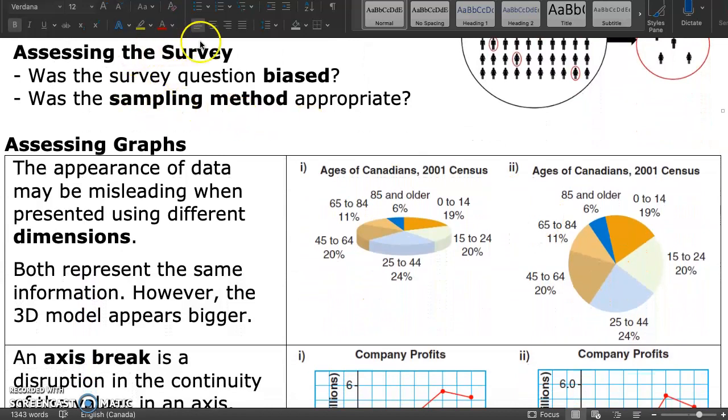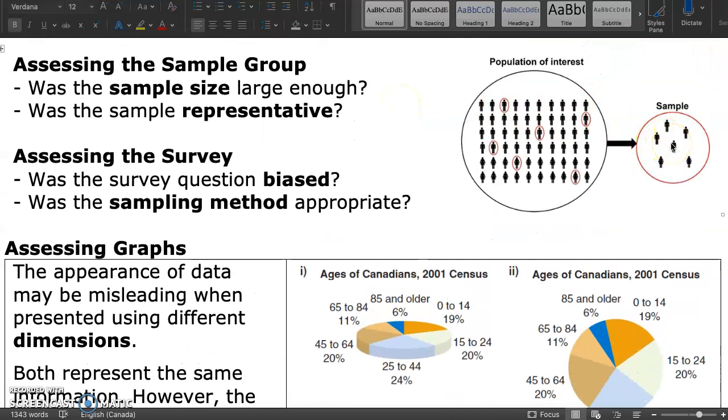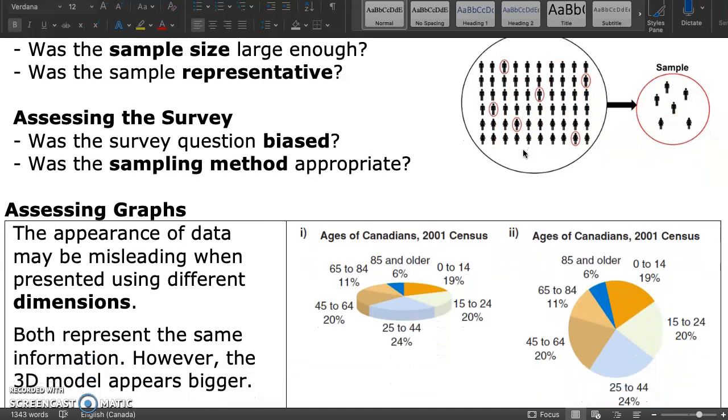So assessing the survey, was the survey question biased? So if there is a positive or negative fact attached to the question that would persuade the respondent, then the results are not valid. Was the sampling method appropriate? So the way that this sample is selected might create those biases, and we need to be aware of that.